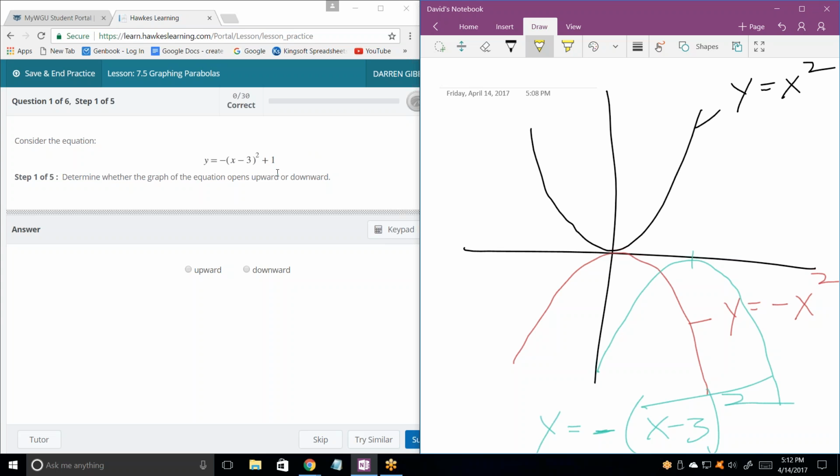Does it move it up one? Yes, it's a vertical shift. So I'm going to take this bluish curve and move it up exactly 1.